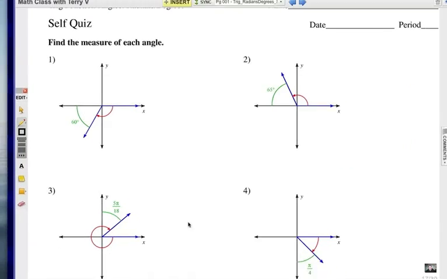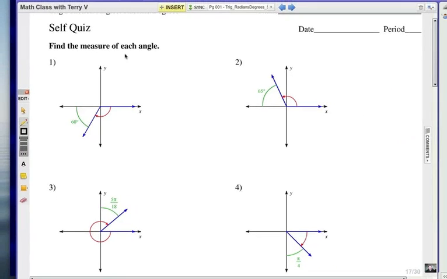Alright, these first 4 problems just identify the measure of each angle. Now let me give you a hint. We're looking at the blue angle here. If you're going backwards, which is clockwise, that's a negative angle. If you're going counterclockwise, that's a positive angle. Alright, looking at the clues, figure it out.